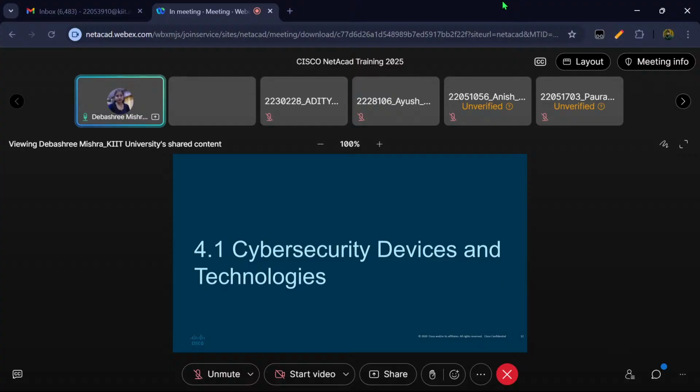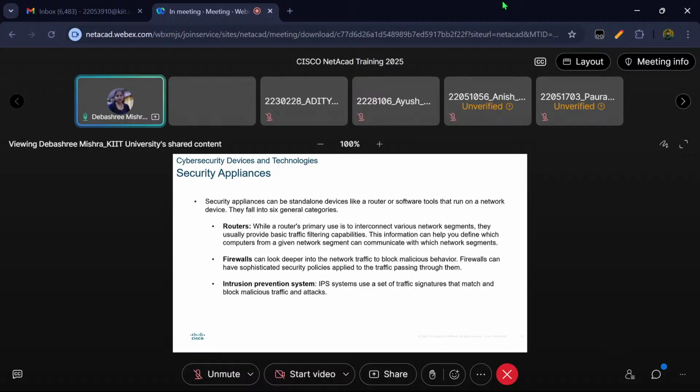First is cybersecurity devices and technology. When we talk about these, there come the cybersecurity applications. We need to talk about the devices that are connected over the internet and over your network, the routers that we are using, and the software tools we are using when the device is connected over the network itself. There are basically 6 general categories given.